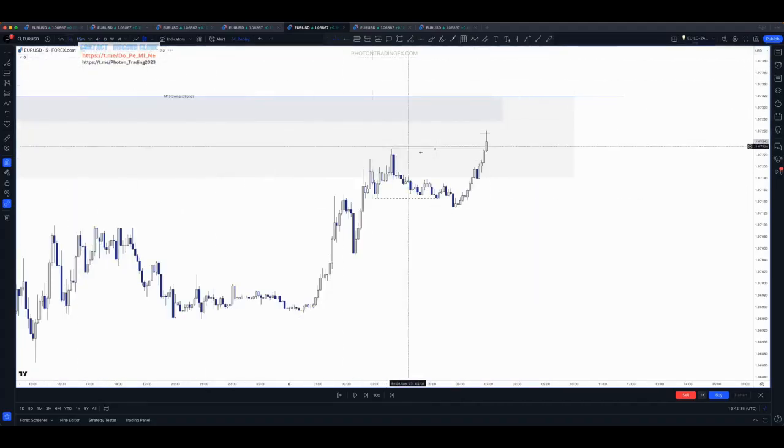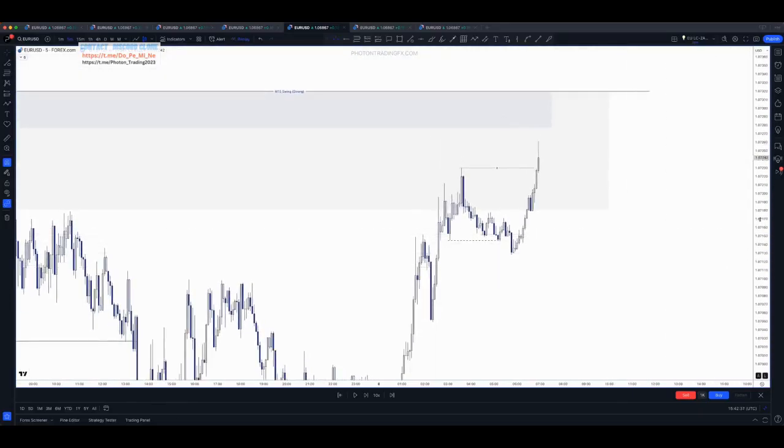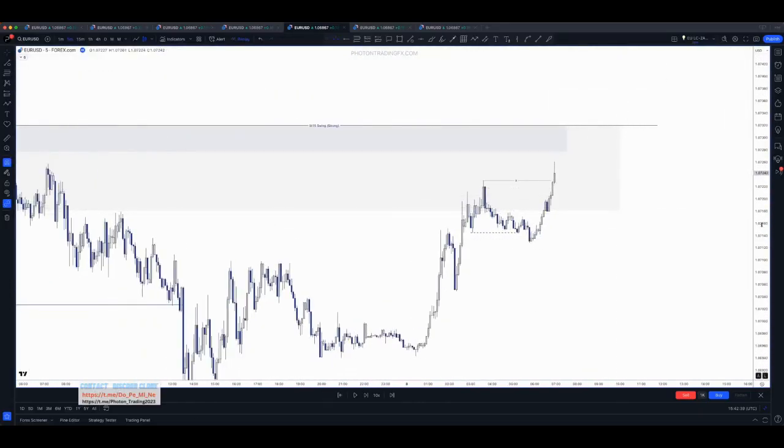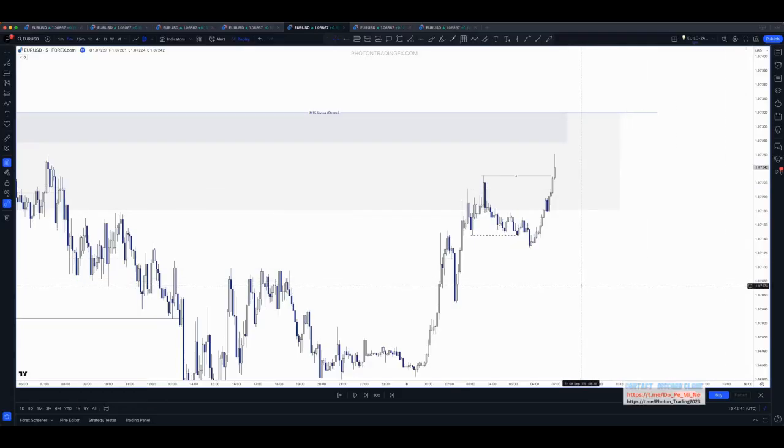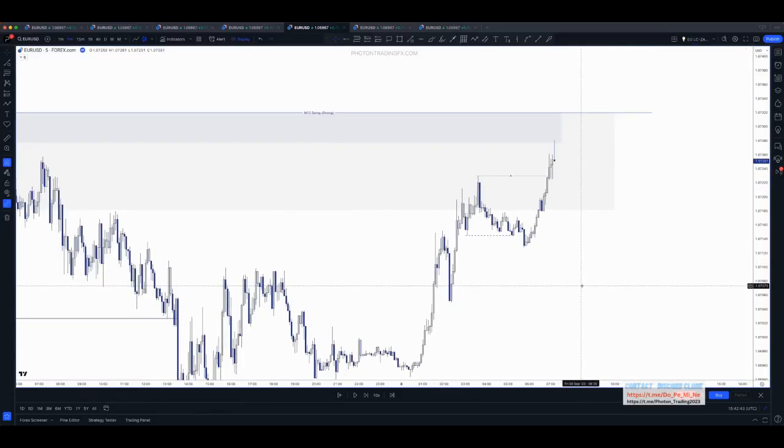So let's have a look on the M5 if we want to take shorts from this extreme M15 supply zone. So what's the first thing we need to wait for anyway? We need to wait for a POI mitigation. So ding, ding, ding, our alert goes off.